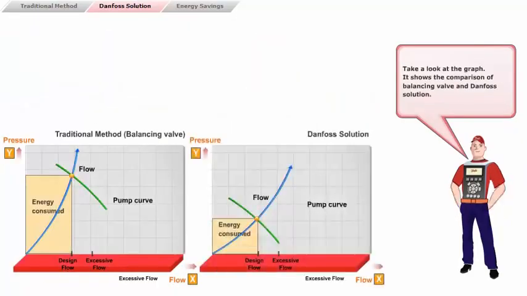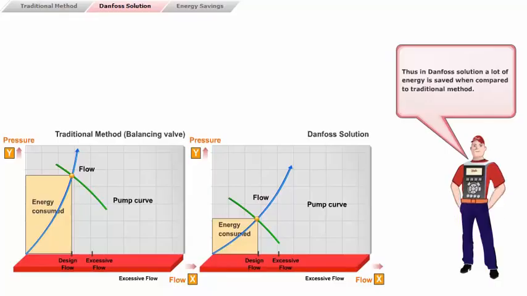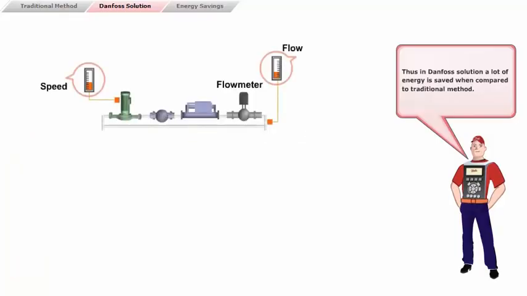Take a look at the graph. It shows the comparison of the balancing valve and the Danfoss solution. You can notice from the graph that, in the Danfoss solution, there is a lower pump speed curve at design flow. Thus, in the Danfoss solution, a lot of energy is saved when compared to the traditional method.